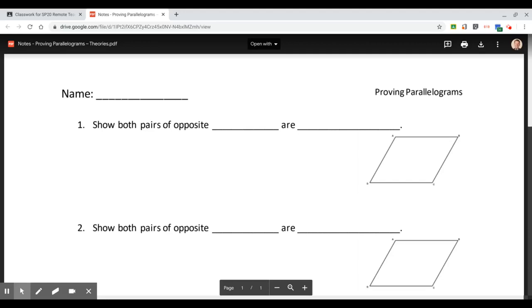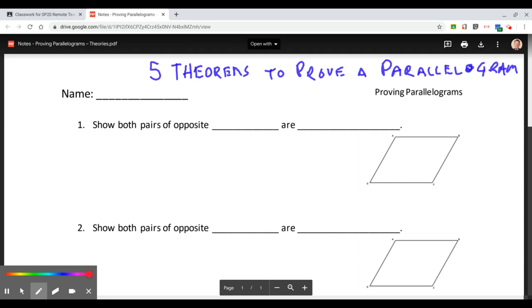We've been going over a lot of quadrilaterals, but again, I would like to go back to parallelograms, and I want to show you guys 5 theorems on how to prove a quadrilateral is a parallelogram. Okay, so we have 5 theorems. So let's take a little look at these.